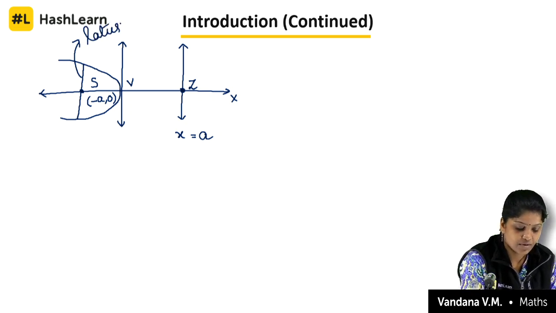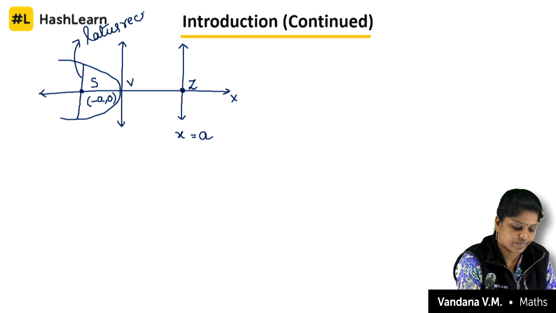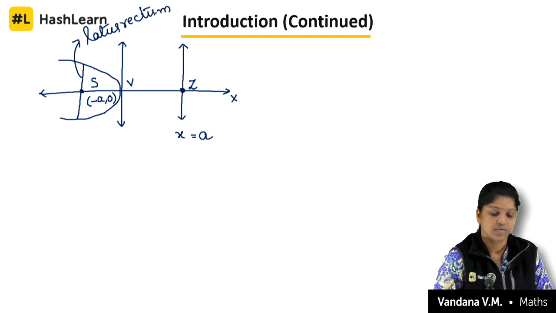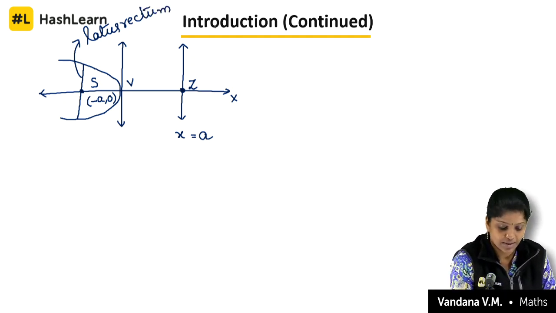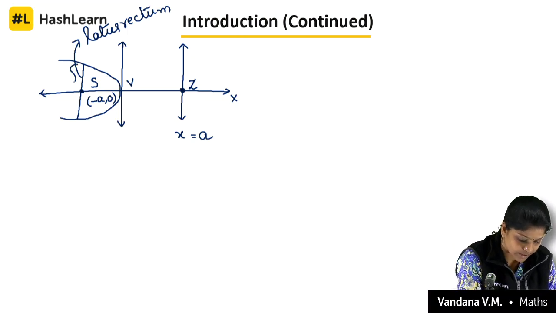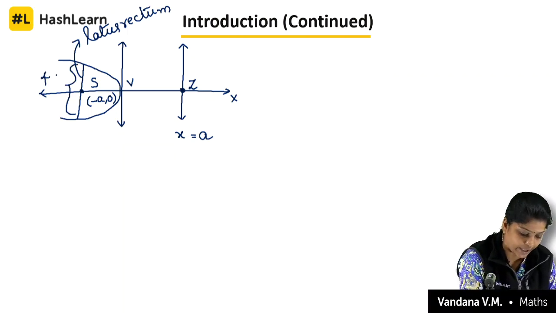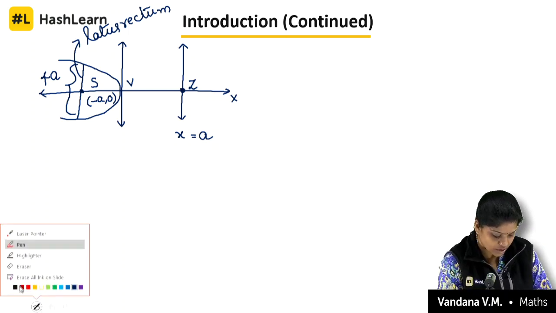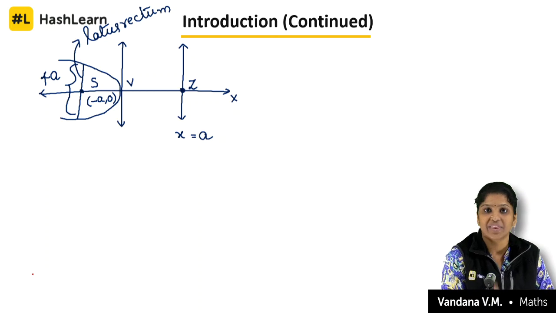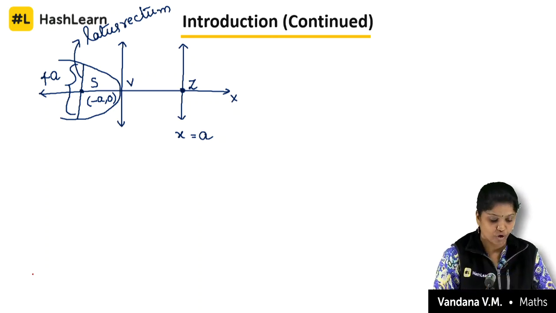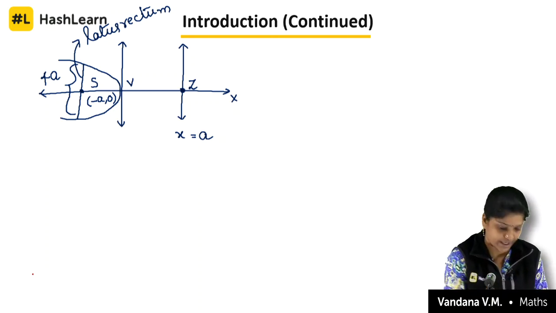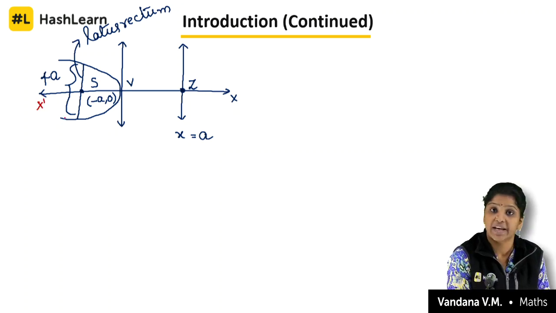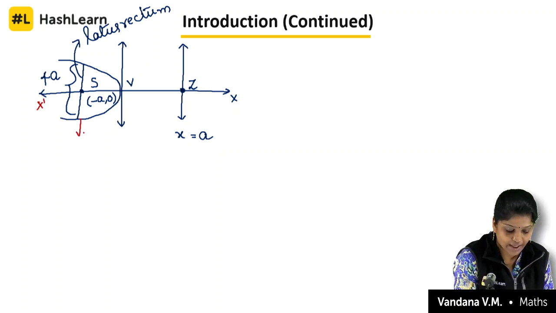Lattice sector. Okay, and the length of the latus rectum, from here to here, the distance will always be 4a. Now, the equation is also symmetric along the x-axis. If you fold, the folded part will lie on the x-axis, but on the negative side. How will I get the equation? y square is equal to minus 4ax.